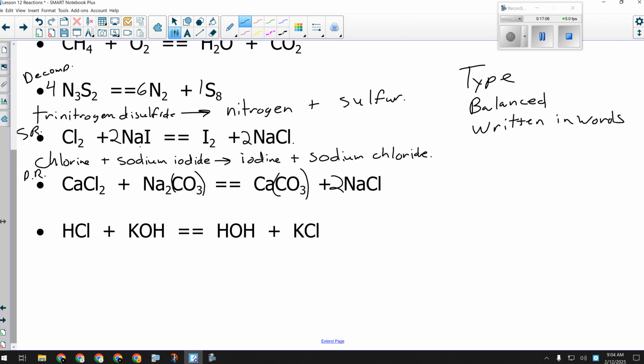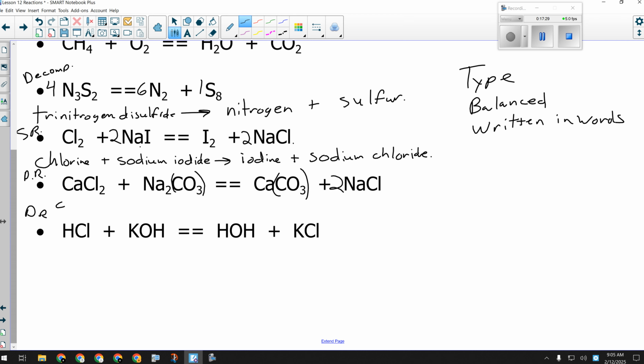All right, what kind is the last one? No, I don't see any carbon dioxide or water. I see water, but I don't see any carbon dioxide there. It's a double replacement reaction. These are all ionic compounds, right? This is an ionic compound, that's an ionic compound, that's an ionic, so is that. So double replacement.